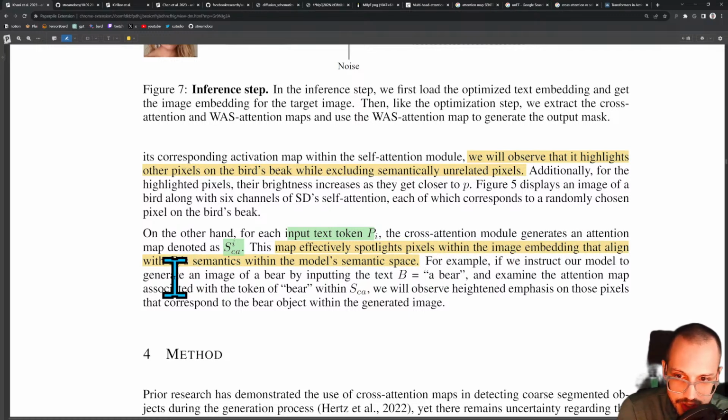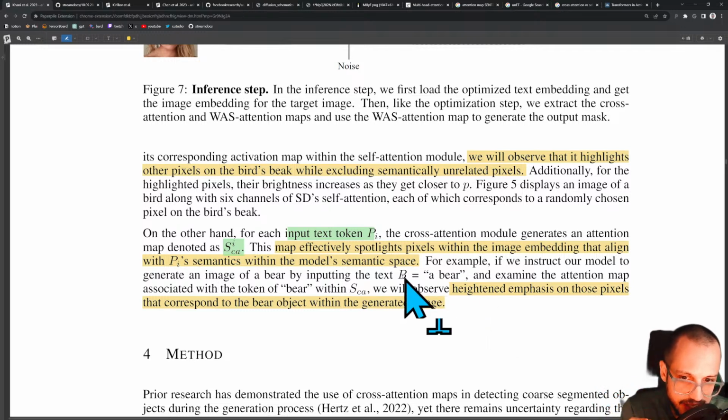For example, if we instruct our model to generate an image of a bear by inputting the text "a bear", and examine the attention map associated with the token "bear", we will observe heightened emphasis on those pixels that correspond to the bear object in the generated image. Right? And the reason this occurs is because Stable Diffusion has been trained on such a massive amount of image and text pairs that it's basically figured out, okay, whenever it says bear, there's always this type of bear object. There's this kind of bear texture. There's a specific ordering of the bear's eyes and stuff like that. It knows what a bear is at a high level.